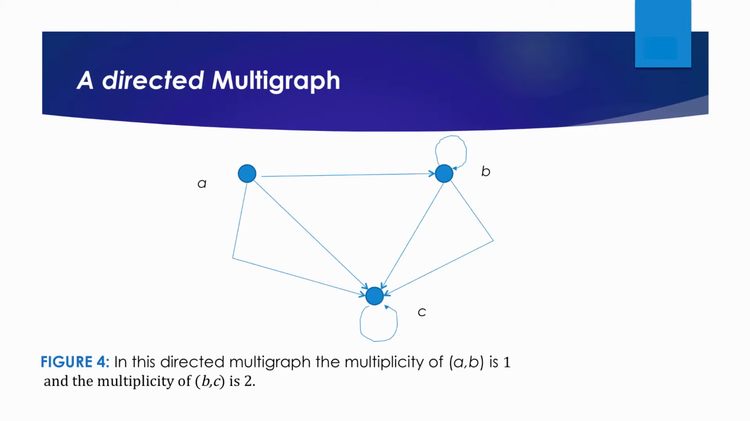A directed multigraph may have multiple directed edges. When there are m directed edges from the vertex u to the vertex v, we say that (u, v) is an edge of multiplicity m. So in this example, in this directed multigraph, the multiplicity of (A, B) is 1, and the multiplicity of (B, C) is 2.